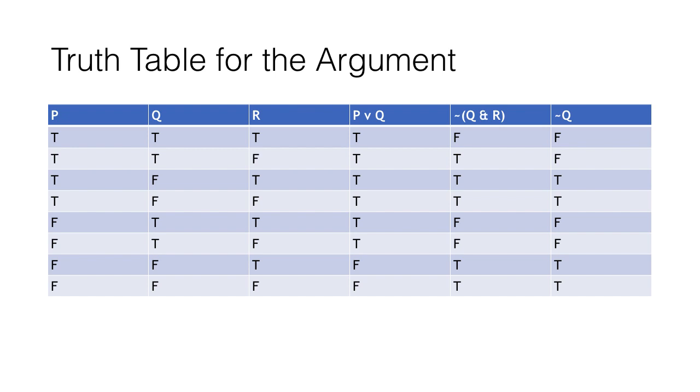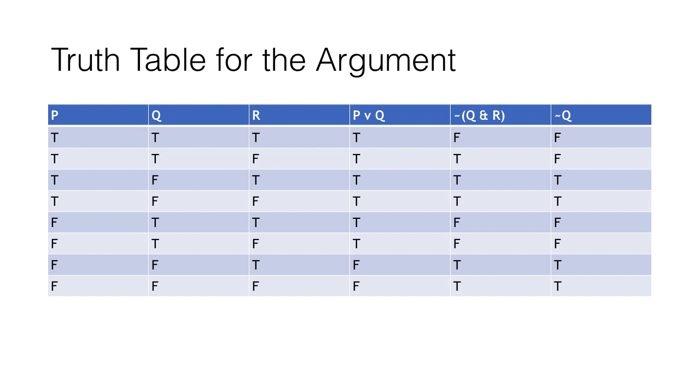Well, so how do we know if our argument is valid? Well, remember the 3 premises in our argument. R, P or Q, not Q and R, and not Q. Is there any line of the truth table where our premises are true, where P is false? If there's no combination where R, P or Q, not Q and R, and not Q is true and P is false, then it's a valid argument.